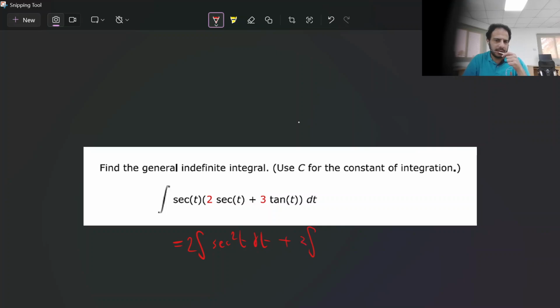integral, you can take 3 out, tan t dt. What's the answer of the first one? Tan, yes. So 2 tan t. Then plus, do you know the other one? Professor, I think we needed to distribute the secant on both the secant and the tan. So you get 3 secant tan. Oh, we have parentheses here. Yes, sorry, I didn't see.